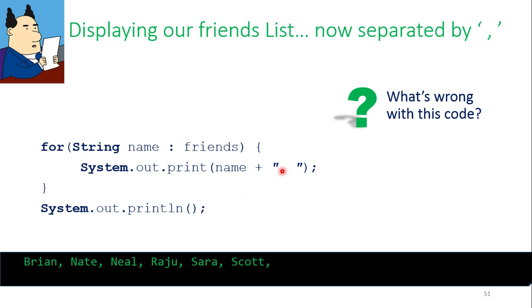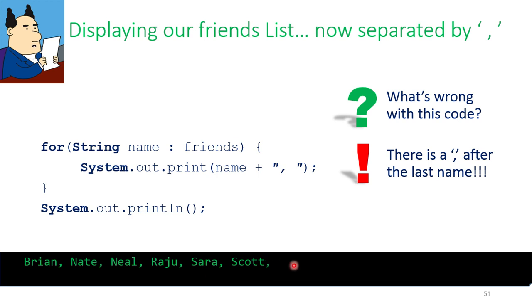But the logic that is a little flawed here is that there is now, trying to go to the next slide, but apparently it's causing problems. There we go. There is now a comma after the last name in the list, and that's not something that we want, right? So we want to display Brian, comma, Nate, comma, etc., and then Scott, and then we are done. We don't need this extra comma at the end of the list.